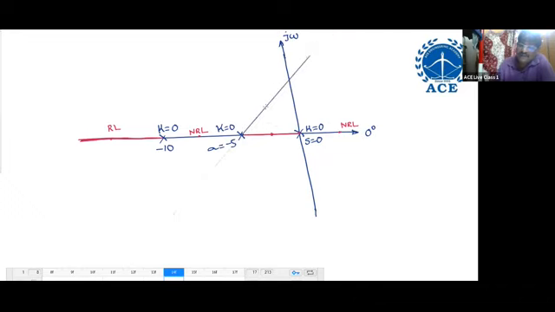Draw a line at 60 degrees, for example. Next, 180 degrees. This is 180 degrees. This is 60 degrees. Next, 300 degrees. This is 300 degrees.